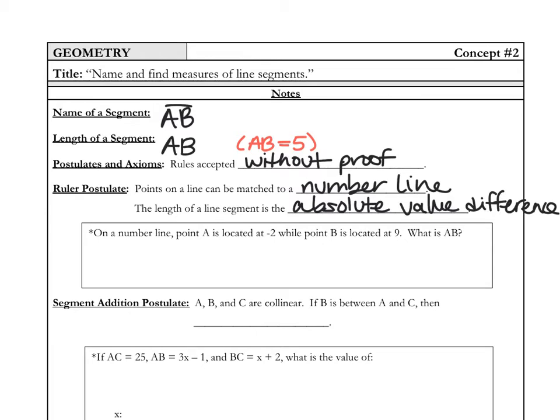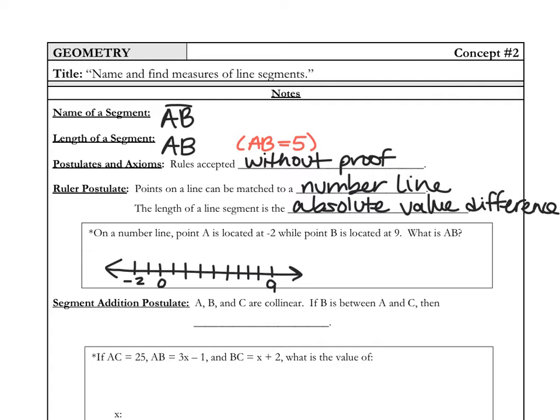So let's go ahead and do an example. On a number line, point A is located at -2, while point B is located at 9. I'm going to go ahead and draw that. So here's my number line, and 0 would be right here. So we are counting the spaces in between. When I say absolute value, what I mean is you can't just subtract these because you have some negatives. You got to be really careful.